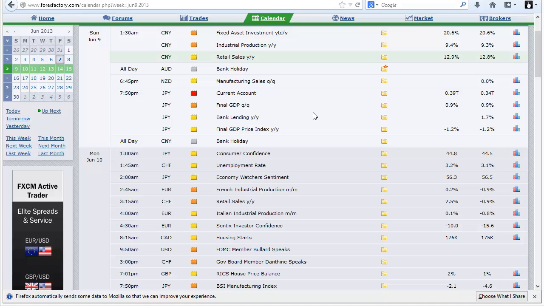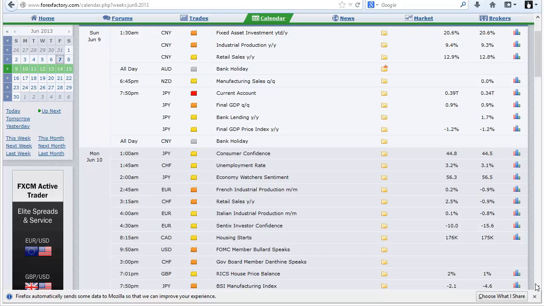Now here's a look at the economic data. We're going to look at what's going to be coming out in the week ahead as we head into the second week of June, get ourselves prepared for that. On Sunday, we've got out of China industrial production and retail sales, a bank holiday out of Australia, so no need to trade the Aussie the first night of the week. Manufacturing sales, current account, final GDP and bank lending out of Japan. China's on a bank holiday.